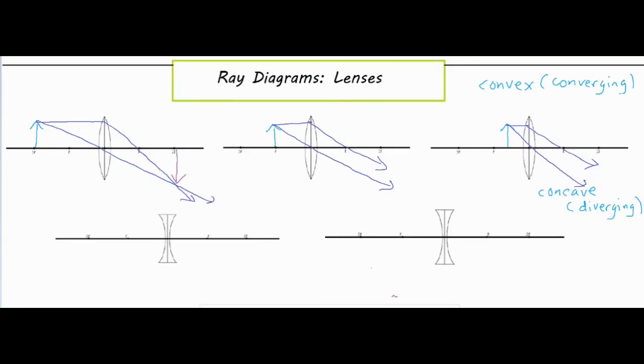All right, so for all of our top diagrams, we have all of our light rays converging towards the center. A basic rule of thumb you can use for lenses is that the light rays always bend towards the thickest part of the lens. So for all of our convex lenses or converging lenses, it pulls the light rays towards the center.